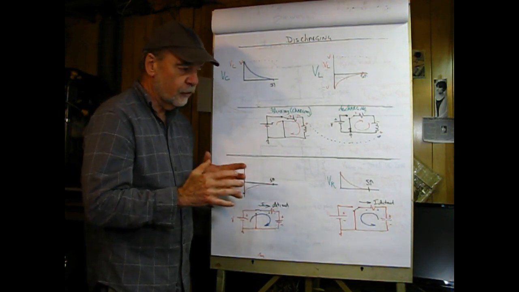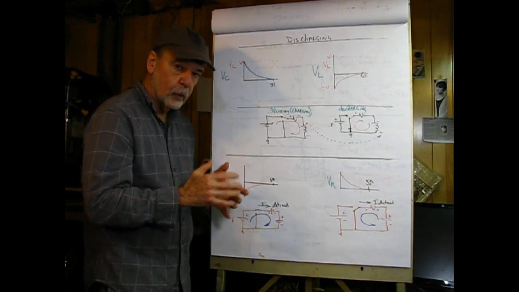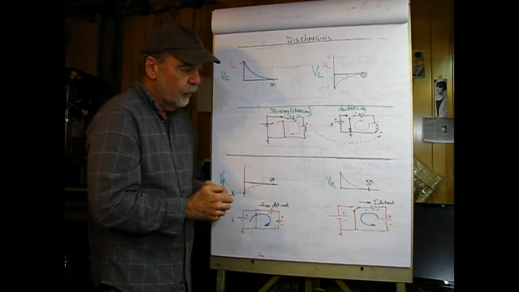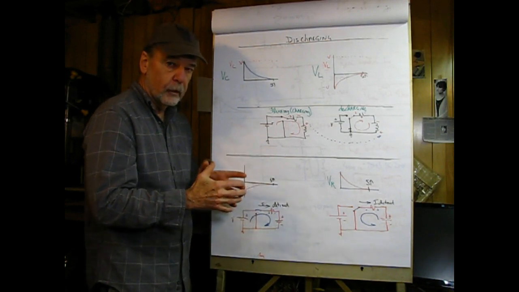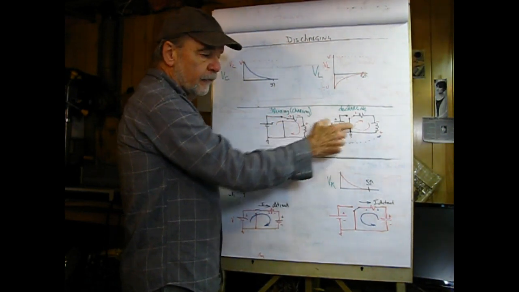It doesn't want to see current change. A capacitor is the opposite. It doesn't want to see voltage change. So we have this magnetic field stored, and when we flip the switch here, that field collapses.